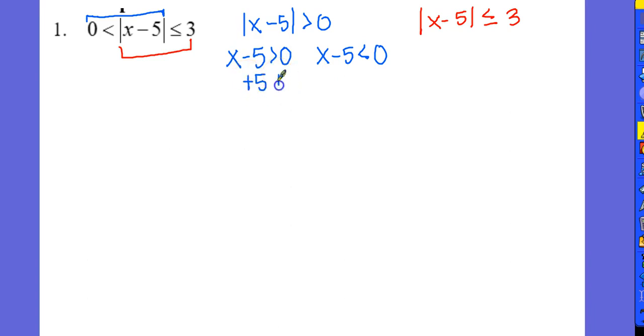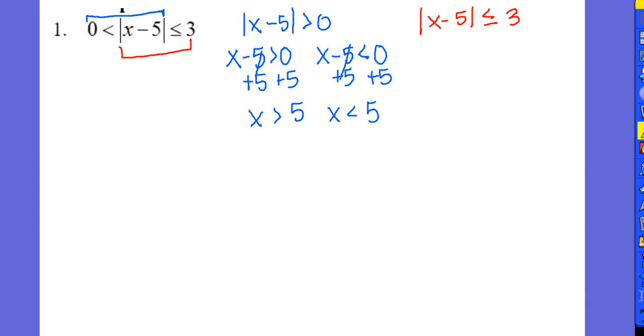So we'll add 5. I think I'll just work all the way horizontally here. So we get x is greater than 5, or x is less than 5. So those are some constraints. But that doesn't constrain my answer very much. Basically, it's saying everything but 5 is the answer. But that's only the answer to the blue part. We still have to take into consideration the answer to the red part.